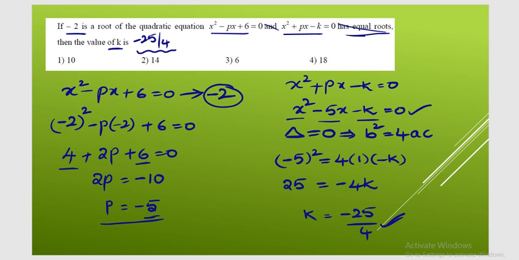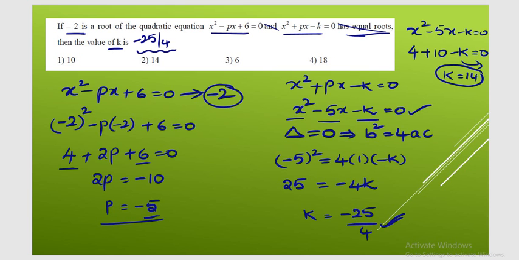So x square minus 5x minus k is equal to 0. So for this particular quadratic equation, x square minus 5x plus k is equal to 0. For this quadratic equation, minus 2 is a root. So when minus 2 is a root, this becomes 4 plus this becomes 10 minus k is equal to 0. So when I transpose minus k, this gives me k is equal to 14.